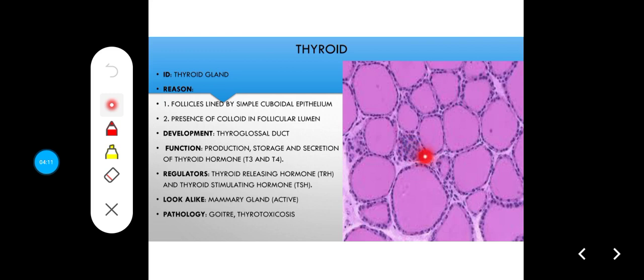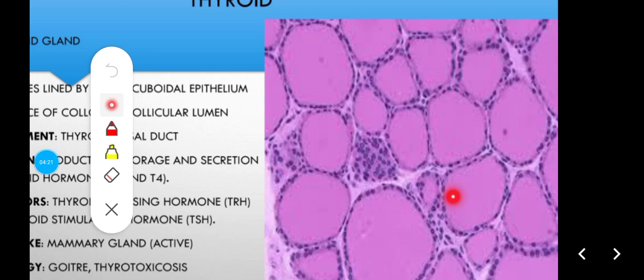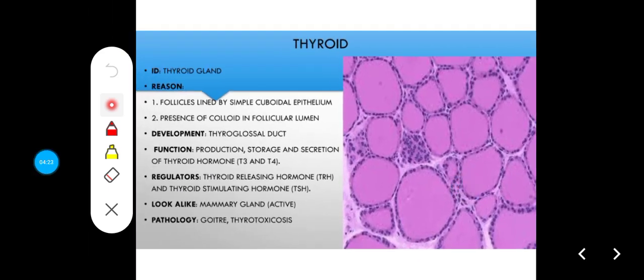So this calcitonin regulates calcium metabolism. So it reduces the amount of calcium ions in the blood. You can also find blood vessels within the connective tissue, within the stroma. So these are the follicles. So they are very distinct. They kind of look like the mammary gland that we discussed previously.